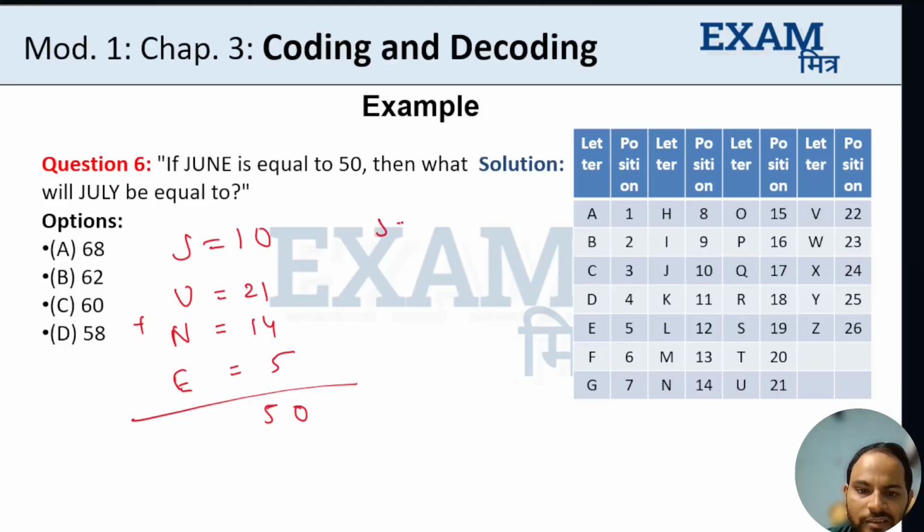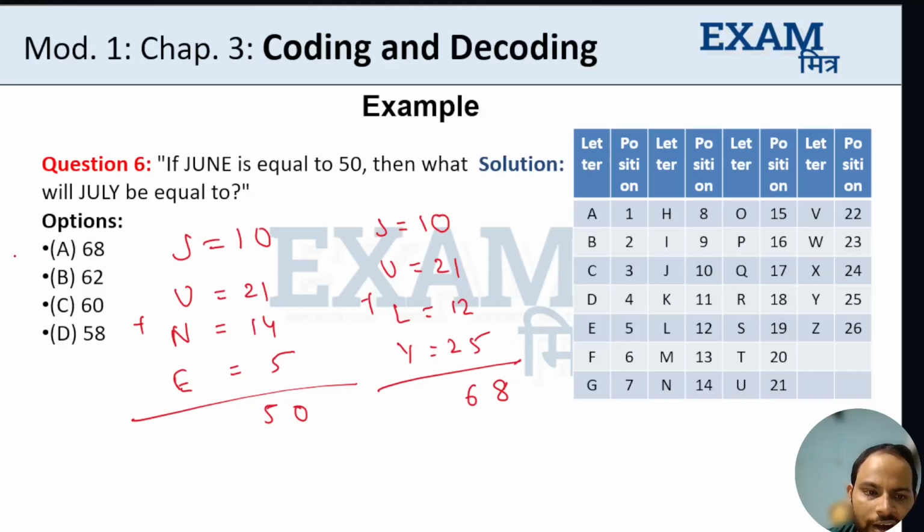So we'll repeat the same for July. The position of J is 10. The position of U is 21. The position of L is 12. The position of Y is 25. And let's add them. It is 68. So July will be 68. Our answer is option A, 68.